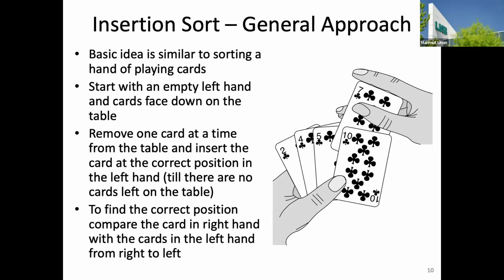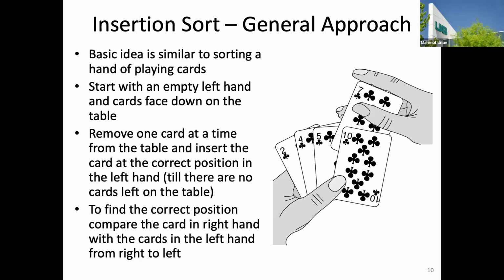We see that we have more than 100 different sorting algorithms. We will just cover a few of them. The first one was the insertion sort. We cover it because it's easy to implement.